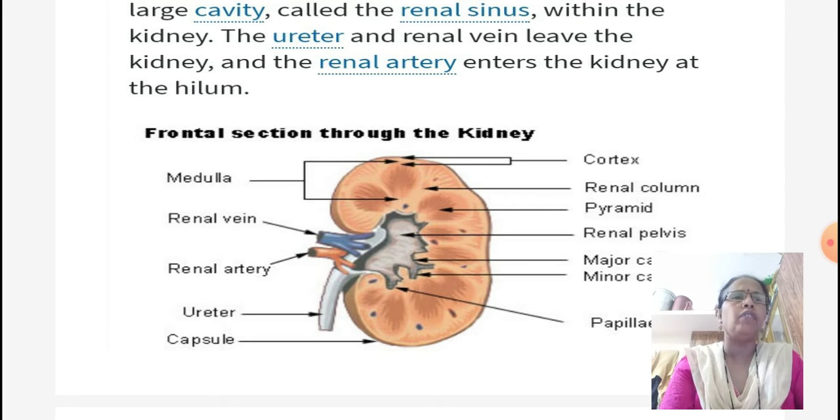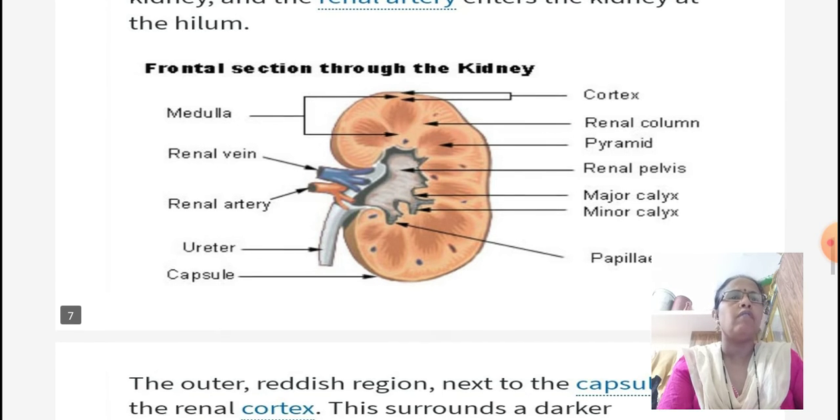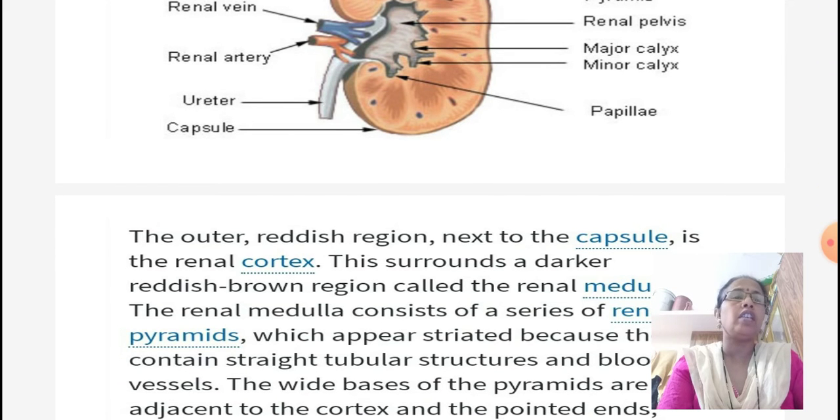Generally, the kidney is bean-shaped. It is divided into two main parts, called the medulla and cortex. They are connected by different parts like the renal columns, pyramids, renal pelvis, major calyx, minor calyx, renal vein, renal artery and ureter. They are covered by the capsule. The outer reddish region next to the capsule is called the renal cortex. This surrounds a darker reddish-brown region called the renal medulla.